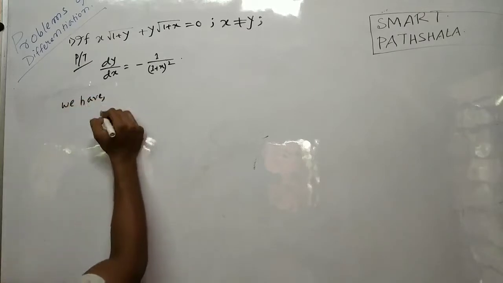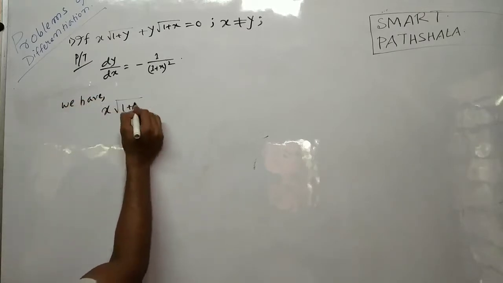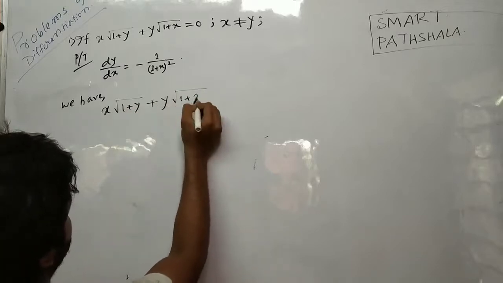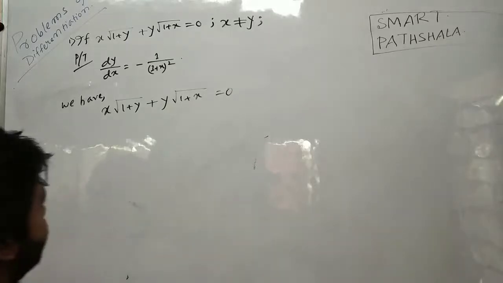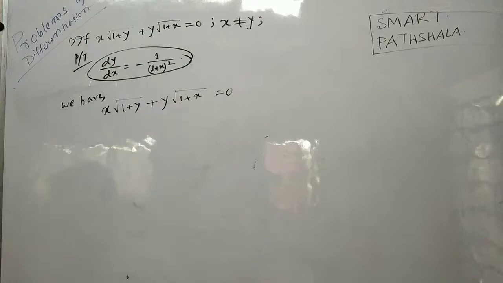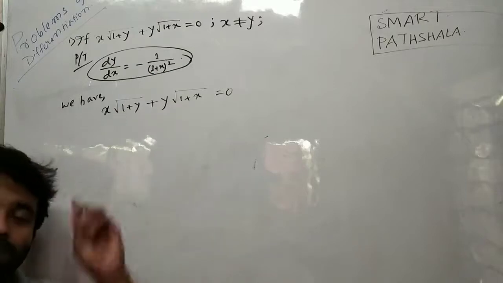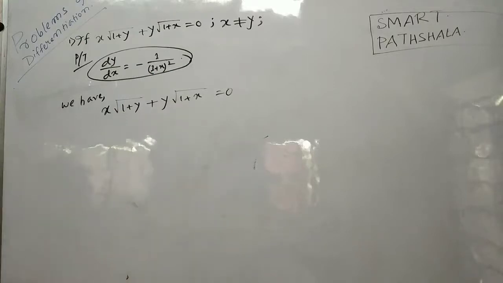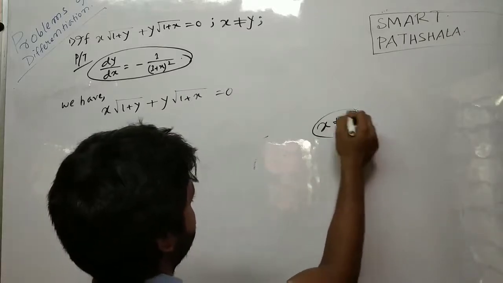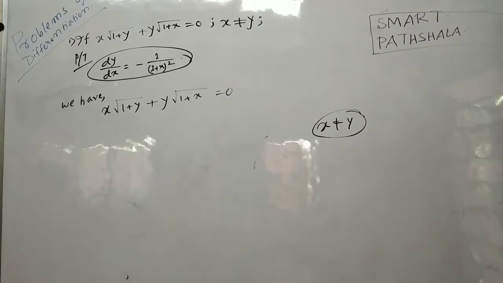What do we have? We have x into root over 1 plus y, plus y into root over 1 plus x, is equal to 0. Right? From here, we need to prove that dy/dx is equal to minus 1 by (1 plus x) whole square. Now here, one important condition is that x is not equal to y. Let's see why this is an important condition.